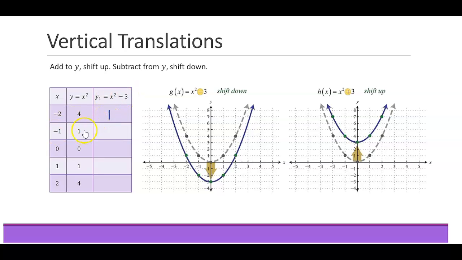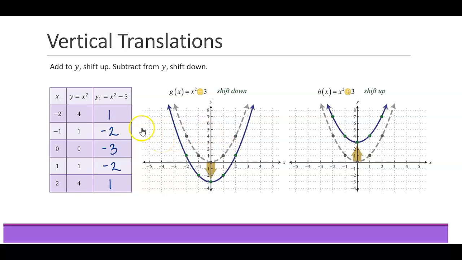-1 squared is 1. 1 minus 3 is -2. 0 squared is 0. Minus 3 gives us -3. 1 squared is 1. Minus 3 gives us -2 again. And then 2 squared was 4, and 2 minus 3 gives us 1.